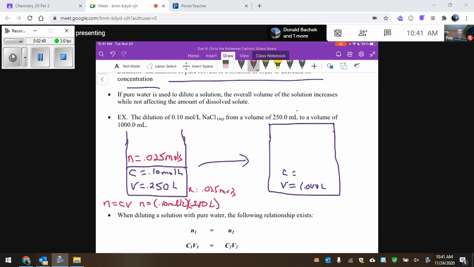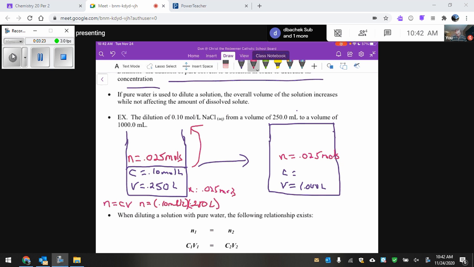Now I could figure out the mass, but that's not the point of this, so I'm not worrying about that. But if we had 0.025 moles of sodium chloride there, and then I just add water to it, so I increase the volume up to a liter in this case, how many moles do I have in this container now? 0.025 moles, right? I'm not adding any sodium chloride to it, I'm just increasing the volume.